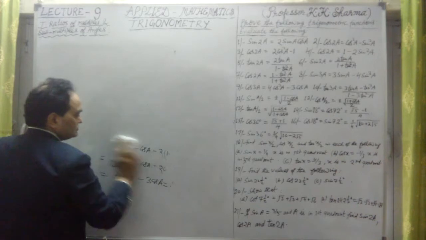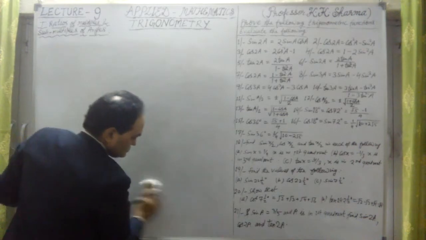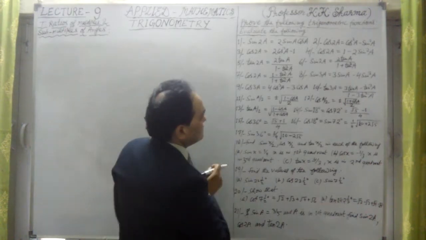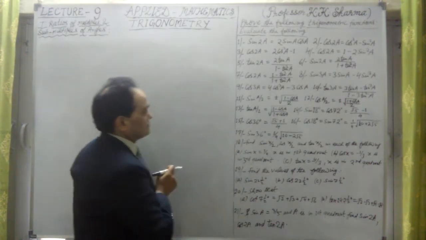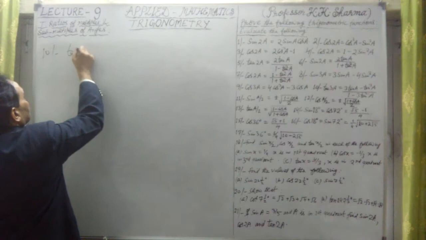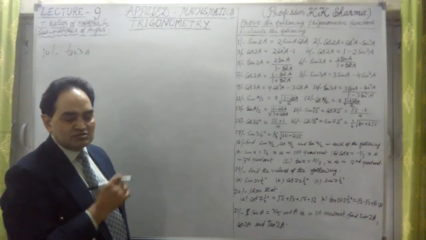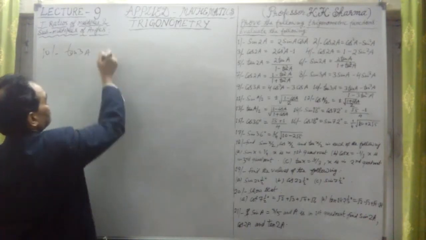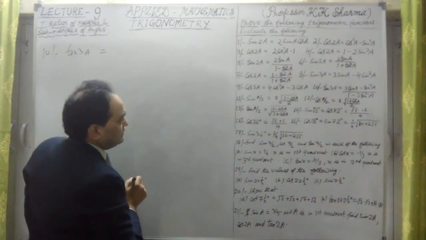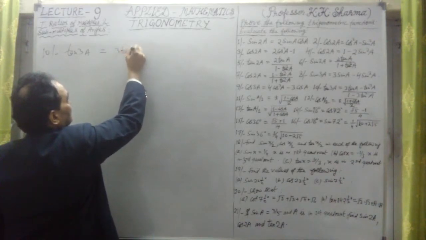Let us take the 10th question. What does question number 10 say? In question number 10, we have the next formula, tan 3a. We are discussing multiple angles, this is 3 times angle A. So tan 3a is equal to, okay, where is this question number 10? Okay, the 10th question is that.